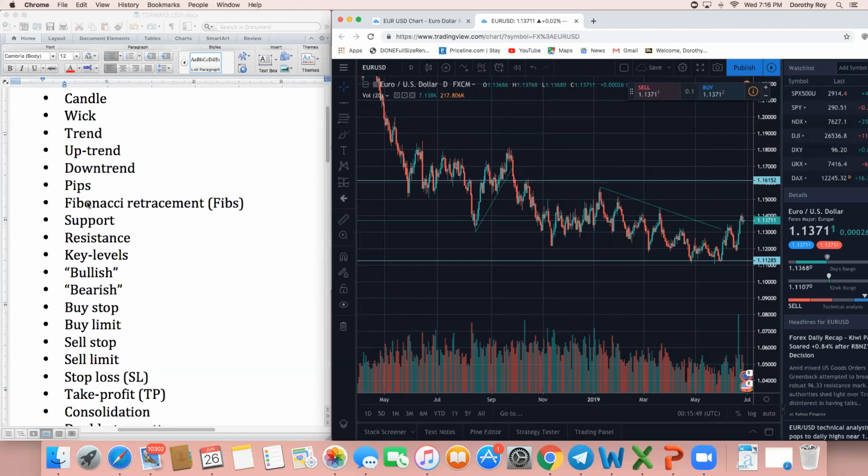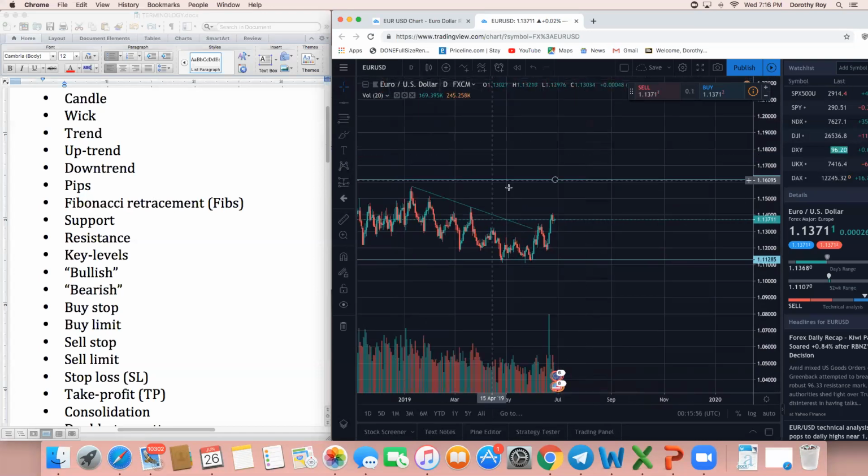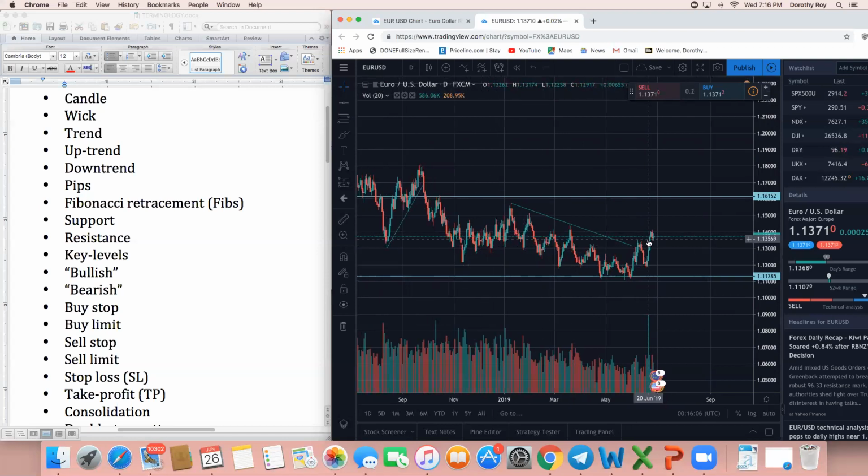Okay, so support and resistance, right? Support and resistance falls along the lines of key levels, because we can always look for support and resistance. We can always see this is bouncing off, these are bouncing off, this is bouncing off, and then find floors and ceilings, right?